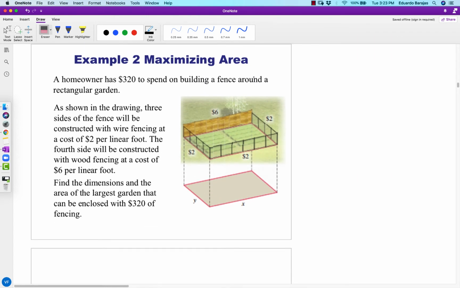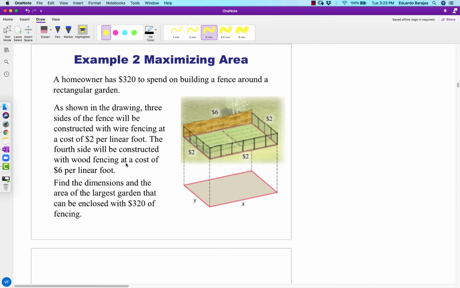So example 2, maximizing area. A homeowner has $320 to spend on building a fence around a rectangular garden. As shown in the drawing, 3 sides of the fence will be constructed with wire fencing at a cost of $2 per linear foot. The 4th side will be constructed with wood fencing at a cost of $6 per linear foot. Find the dimensions and the area of the largest garden that can be enclosed with $320 of fencing.